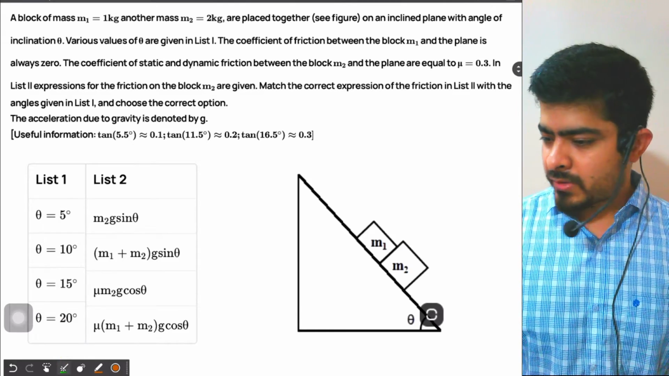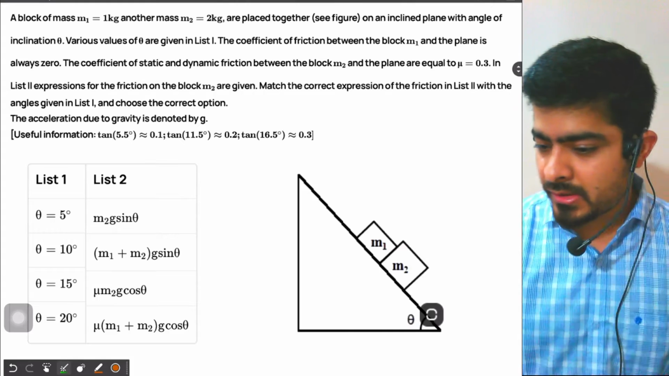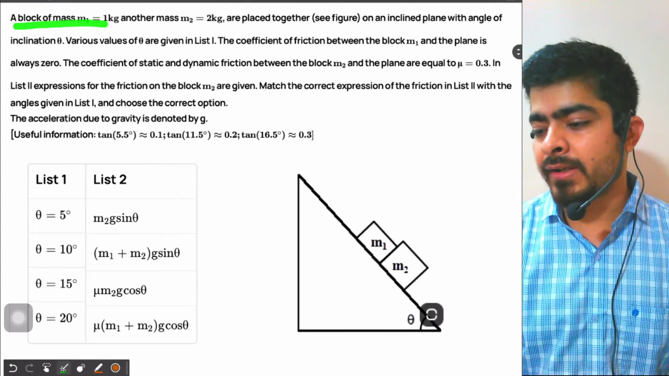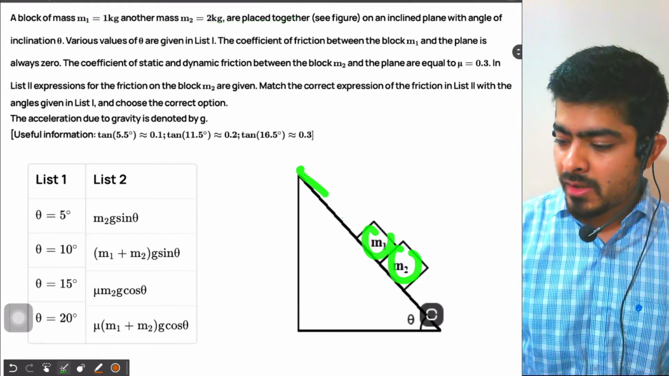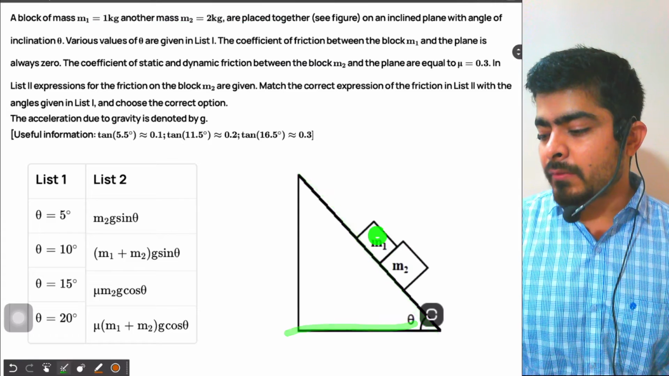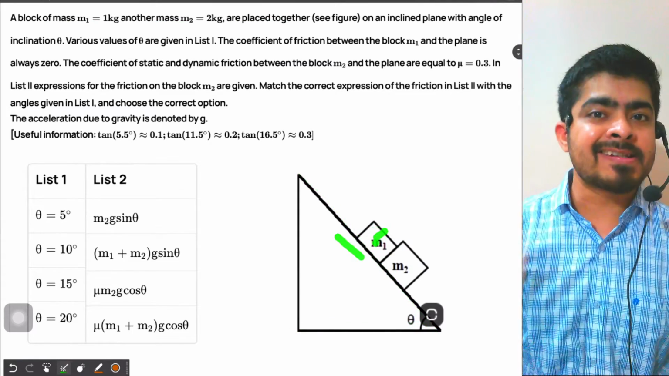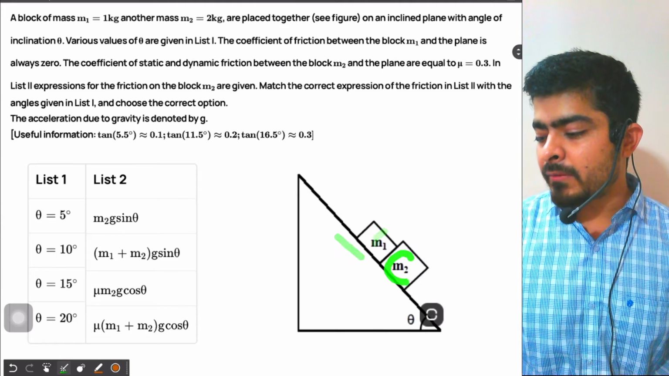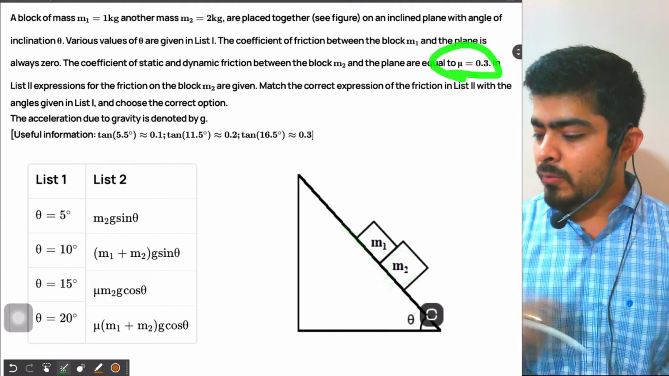Hello students, so this question is from IITG 2014 and this question is very easy, based on friction. A block of mass m1 equal to 1 kg and m2 equal to 2 kg are placed together. So two blocks are placed together like this on a rough inclined plane, but there is no friction between m1 and the incline. That is, the coefficient of friction between m1 and the incline is 0. But the coefficient of friction between m2 and the incline is given to be mu equal to 0.3.